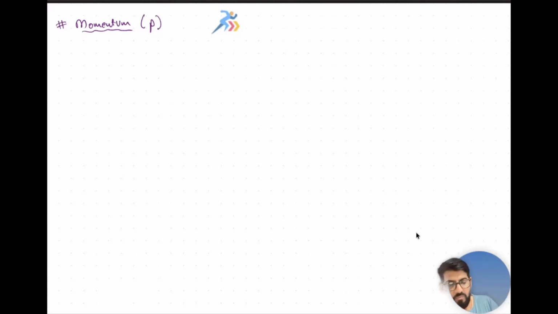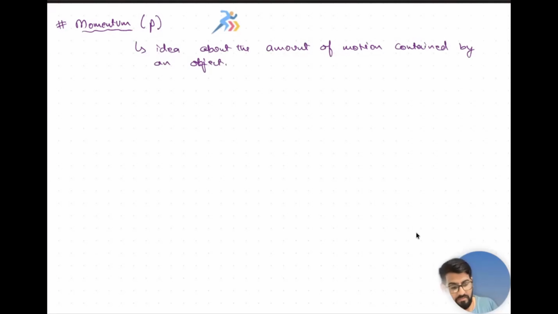So when we talk about momentum, it is denoted by a small letter P. It gives you an idea about the amount of motion contained by an object. So when we are talking about the motion of an object, there are two factors that play a very important role, and that is what momentum is all about. So P is the product of mass times velocity.